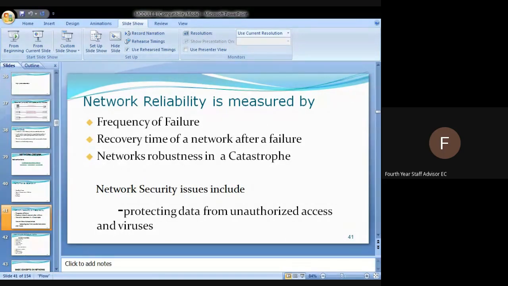Now the third criterion is network security. Network security, as you all know: whatever data you are sending and receiving should be protected, right? Unauthorized access should not be there, and it should be free from viruses also. So that is about network security. These are the major parameters that determine the criteria for a network to be an effective as well as an efficient one.